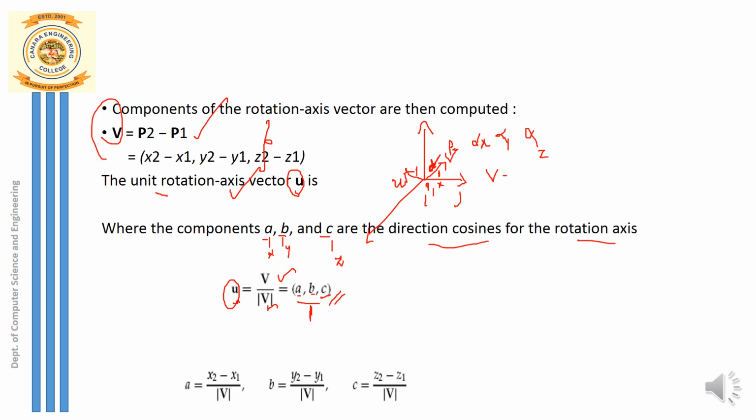Now the x component of the vector can be defined as a. What does the x component mean? This vector is nothing but a line segment, right? If I write it in terms of 2 points, it is x2 minus x1 divided by the magnitude of vector v. So this is nothing but the scalar component of the vector u along x-axis. The scalar component along y-axis is, in terms of the two coordinates, y2 minus y1 divided by the magnitude of v, and c is given by z2 minus z1 divided by v.